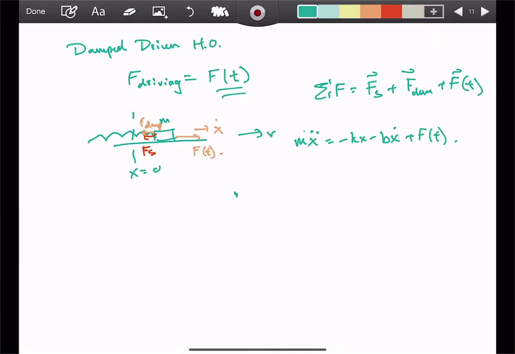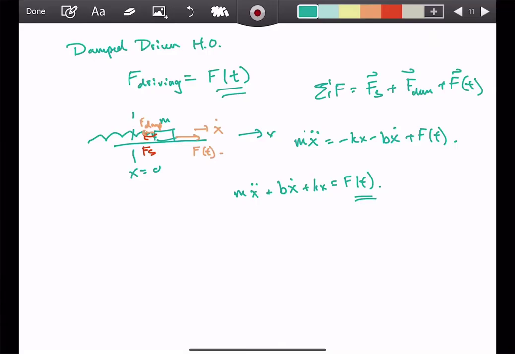Or finally, in this case, let's define everything. I'll do that afterward. So m x double dot plus b times x dot plus k times x is equal to f of t. So in this case, I have an inhomogeneous differential equation, because now I have this extra term. It's not equal to zero anymore.